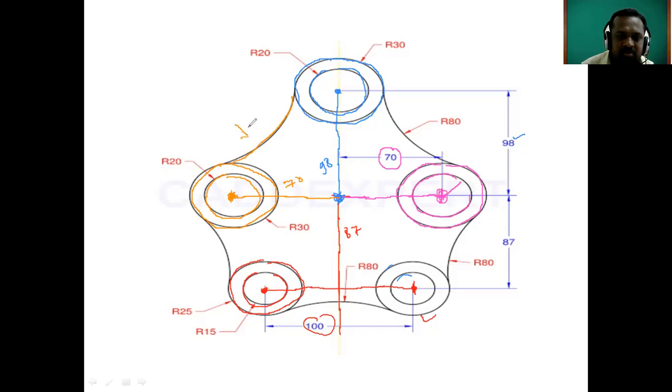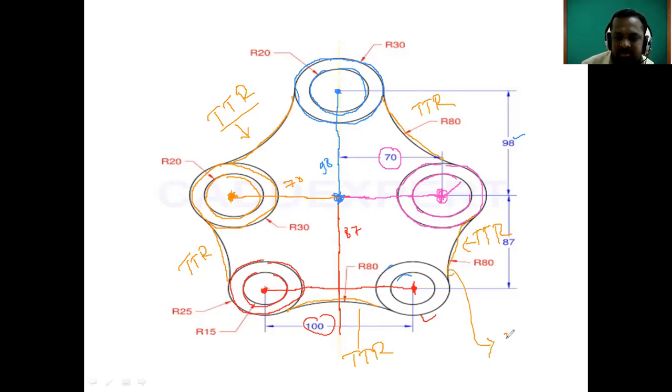For this curve we have to use the tan radius circle. Here also we have to use the tan radius circle. To draw this curve, similar process, tan radius. Here also, and here also we have to use the tan radius. Then tell me, what is the radius of this curve? It will be 80 for all the curves. In this way we can easily draw.